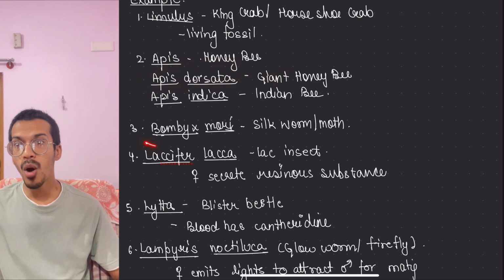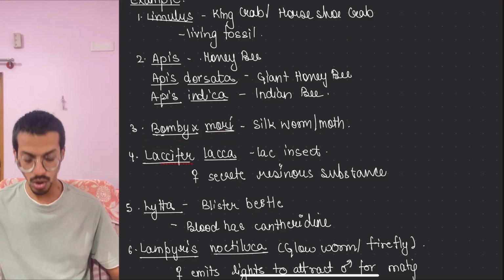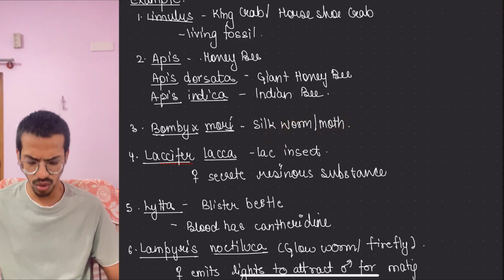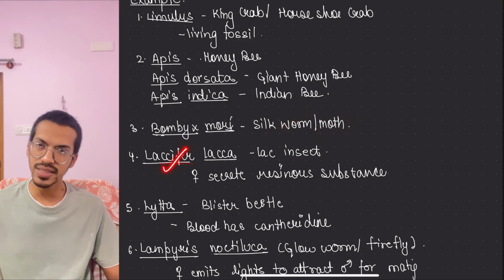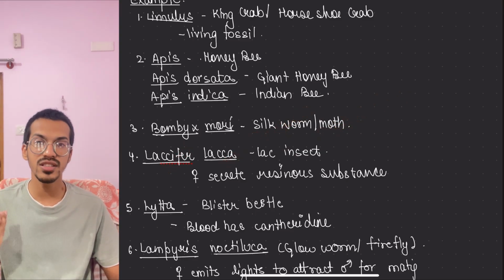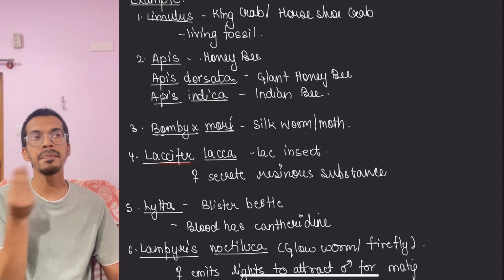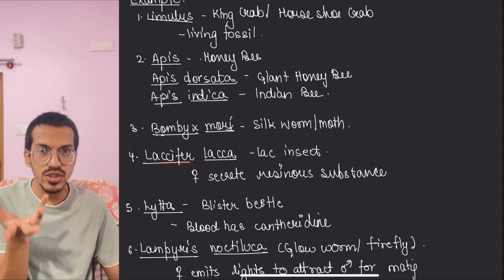Then we have Bombyx mori. These are the silkworm or the silk moth, whatever you want to call it. Then Laccifer lacca, that is a lac insect which secretes a resinous substance called lac, which is used to make bangles in the Rajasthan area.